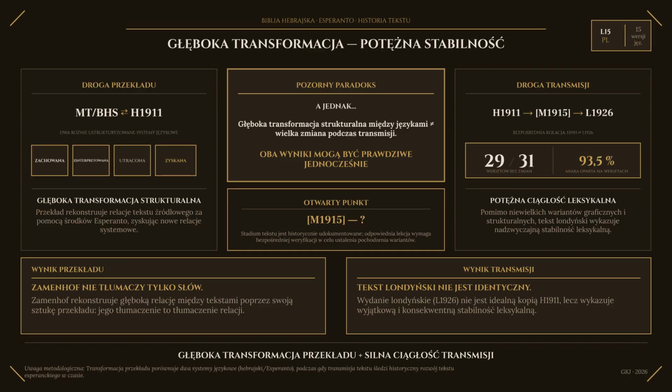In conclusion, we find a paradox. There is a deep structural transformation between the Hebrew and Esperanto, yet the text remains exceptionally stable during transmission. Zamenhof's art was in translating relationships, not just words.